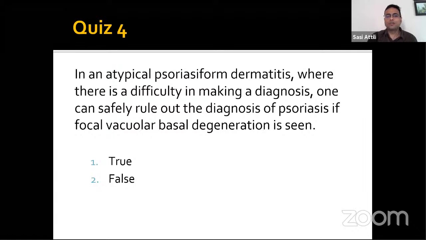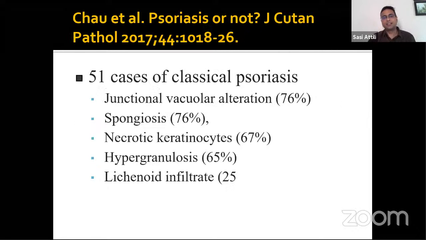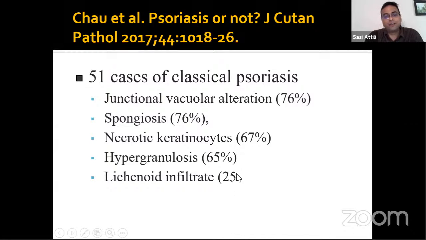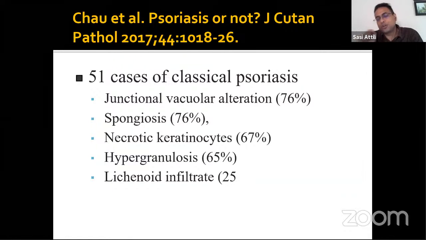You cannot rule out the diagnosis of psoriasis just on the presence of focal basal cell degeneration. There is a case series, in fact, of 51 cases of classical psoriasis, and they found junctional vacuolar alteration in 76% of cases, spongiosis in 76%, necrotic keratinocytes in 67%, and lichenoid infiltrate in 25%. So the mere presence of focal vacuolar alteration or epidermal keratinocyte necrosis itself does not mean it's an interface dermatitis.